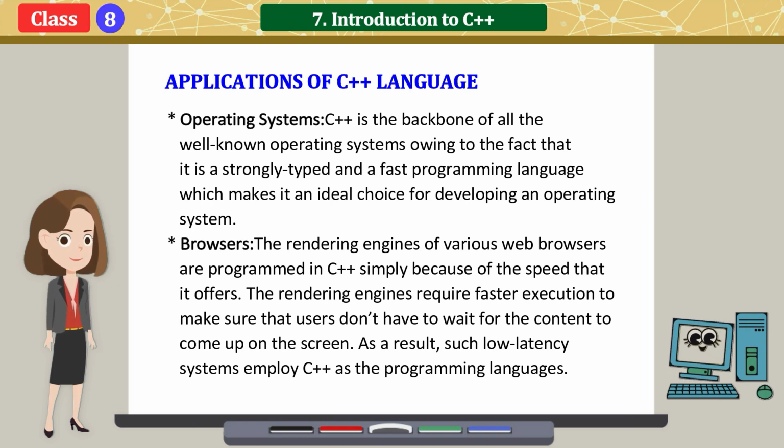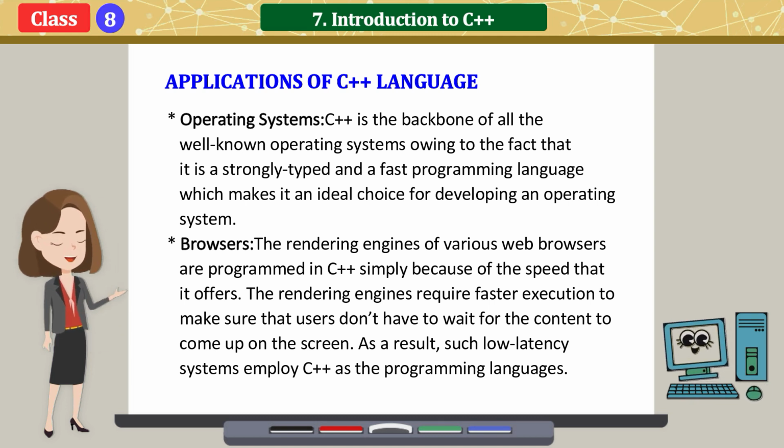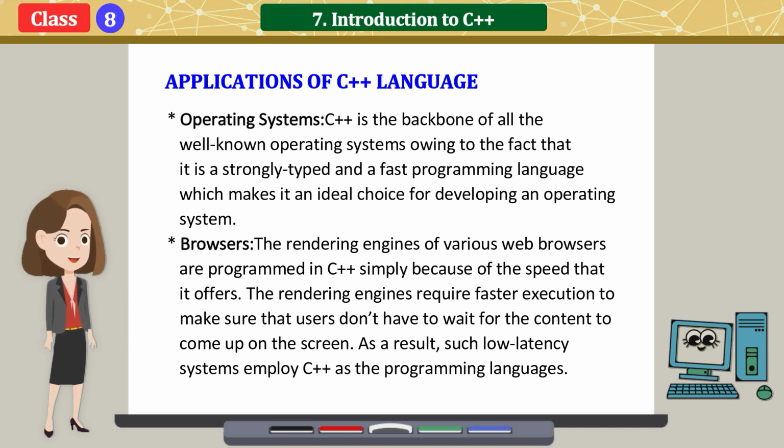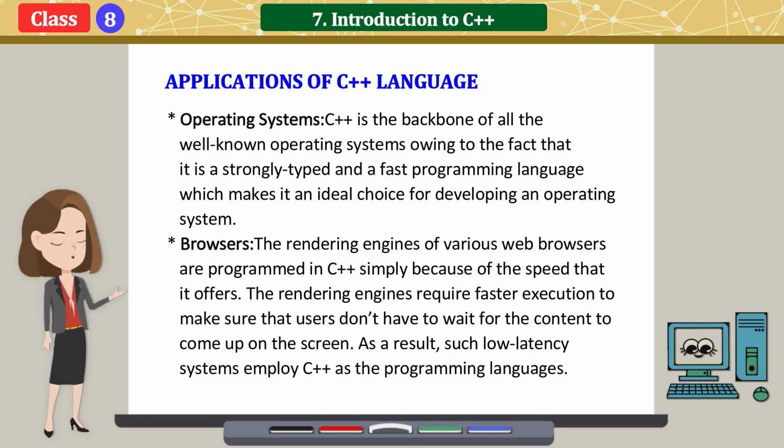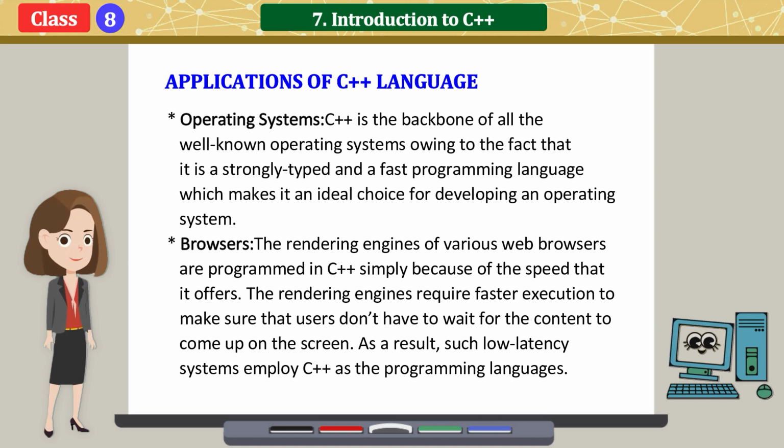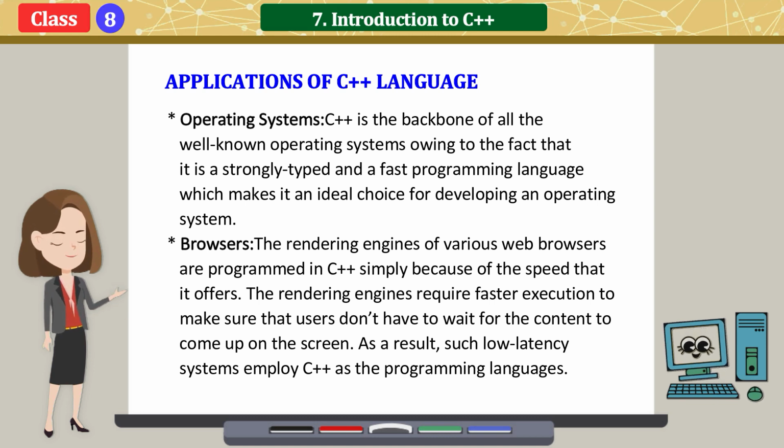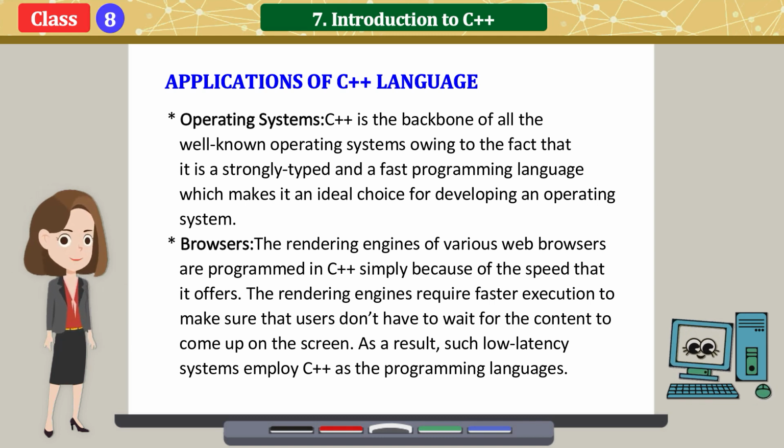Applications of C++ language. Operating system. C++ is the backbone of all the well-known operating systems owing to the fact that it is a strongly typed and a fast programming language which makes it an ideal choice for developing an operating system. Browsers. The rendering engines of various web browsers are programmed in C++ simply because of the speed that it offers. The rendering engines require faster execution to make sure that users don't have to wait for the content to come up on the screen. As a result, such low-latency systems employ C++ as the programming language.